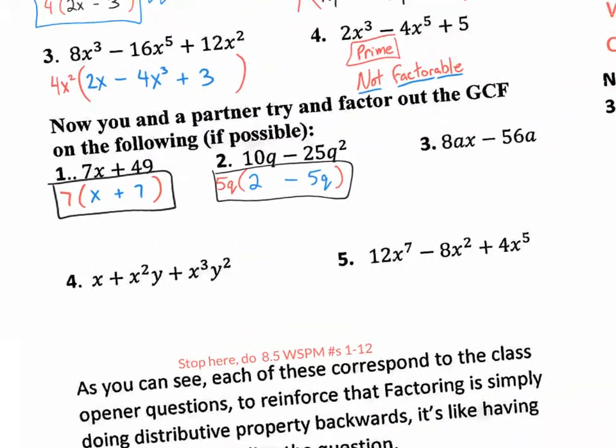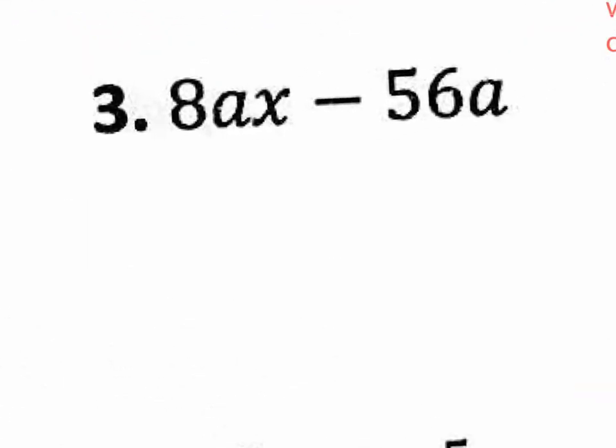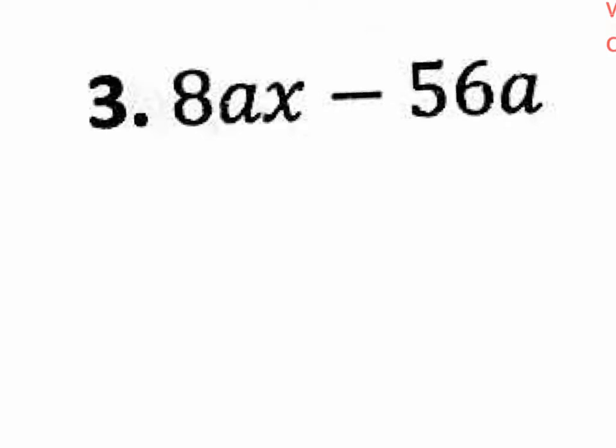Whoa. 3's right here. Sorry, I'm all over the place. Okay, so number 3, what's in common in both terms? I have the coefficient 8 and the coefficient 56. 8, right? So we could actually pull out an 8, but is that the greatest, or is there something else that I could pull out with the 8? There's also an A and an A, so I'm going to pull out an 8A. That is my GCF, okay?